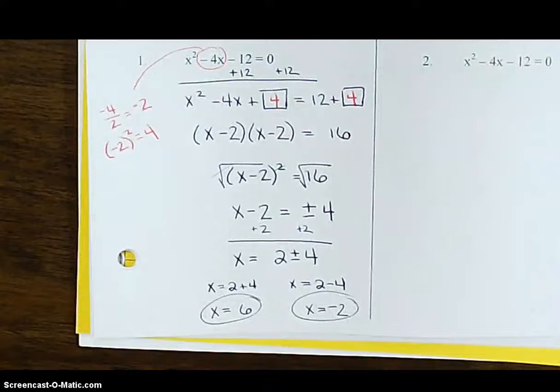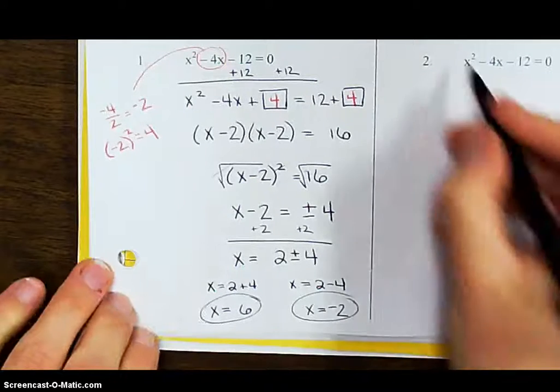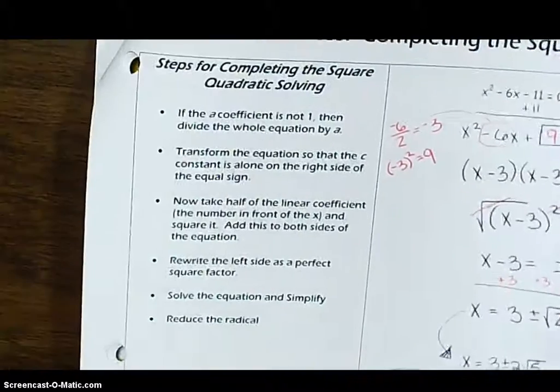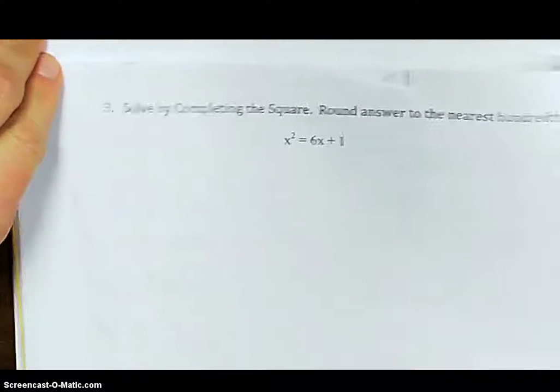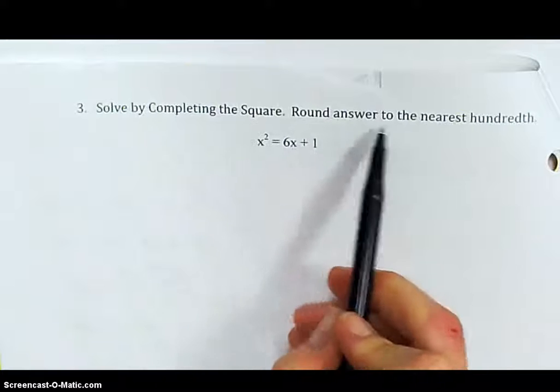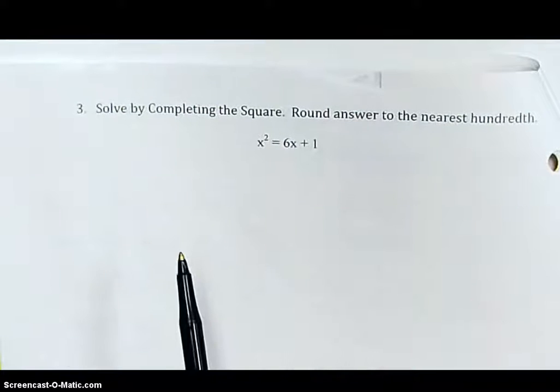2 solutions. All right, we're going to go ahead and skip number 2 because what I'd like us to do is try just one more completing the square. Okay, number 3. Solve by completing the square. Round your answer to the nearest hundredth. Okay, so we're going to round at the end, so you're going to need your calculators.